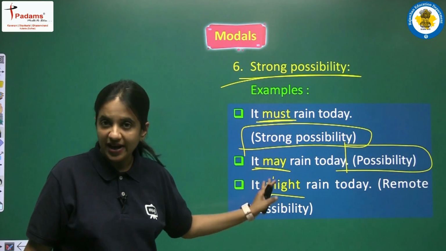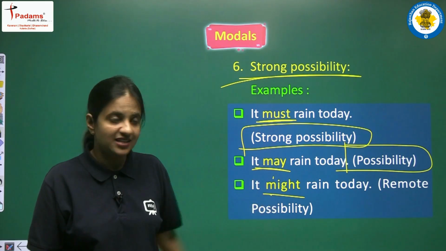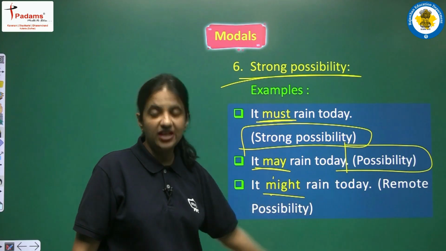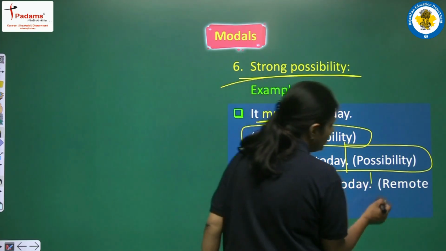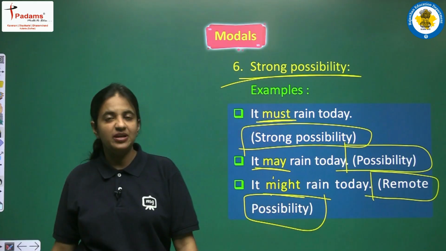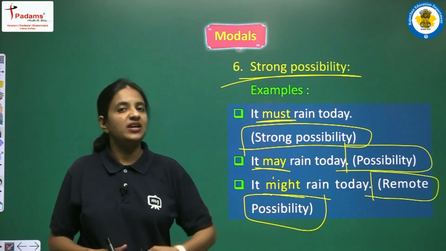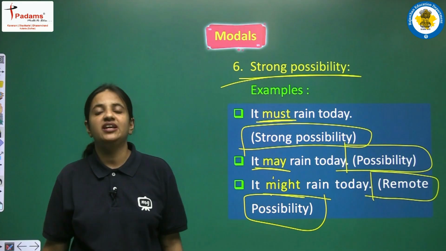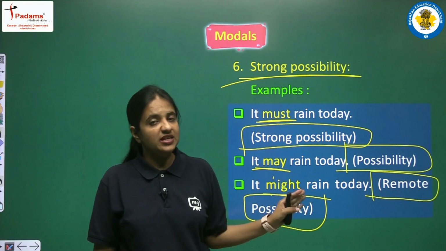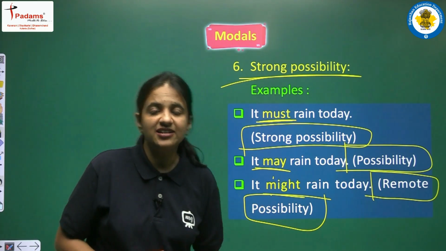Next we are having might. So if we are using might in a sentence, the same sentence is written using might here. It might rain today. So with the help of might, what are we showing? We are showing remote possibility. Remote possibility means very less possibility, or we can say very rare possibility. It means that if we are saying it might rain today, there is very little chance that it will rain.